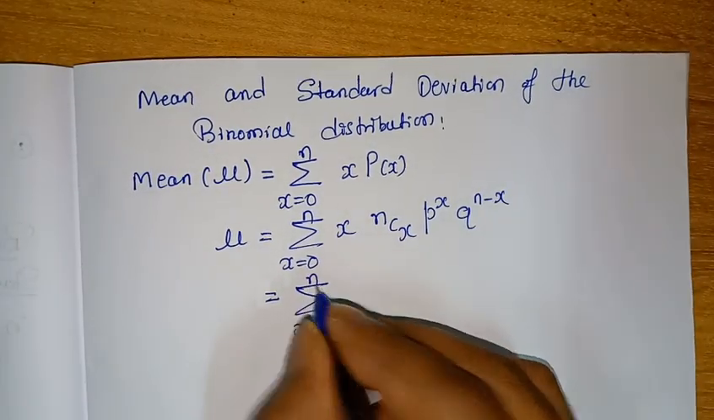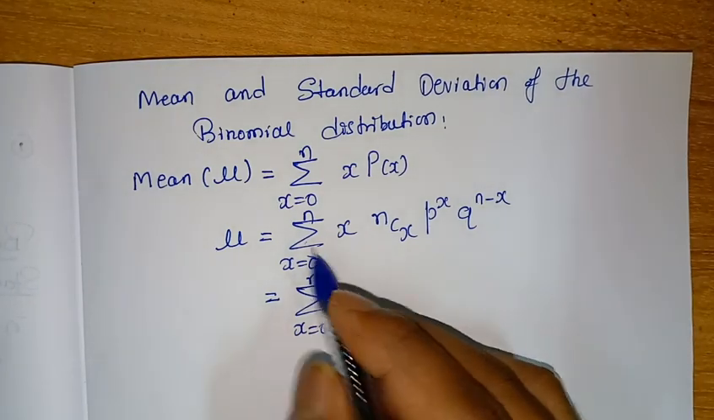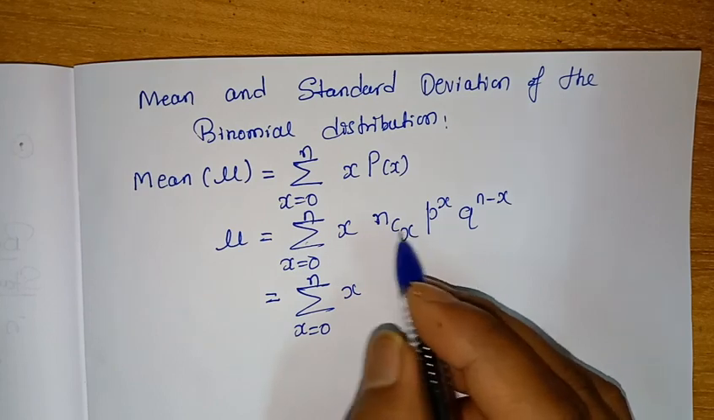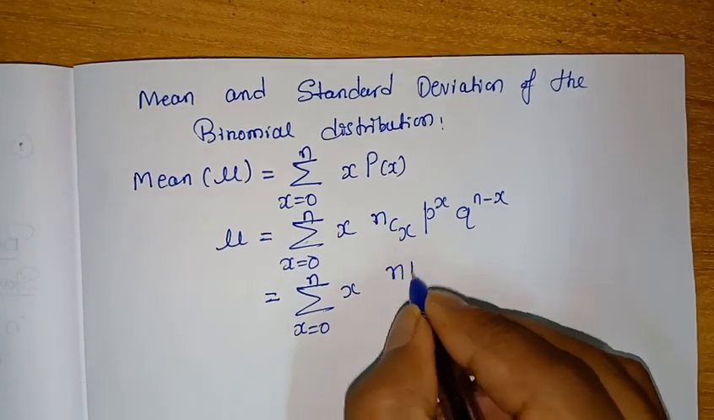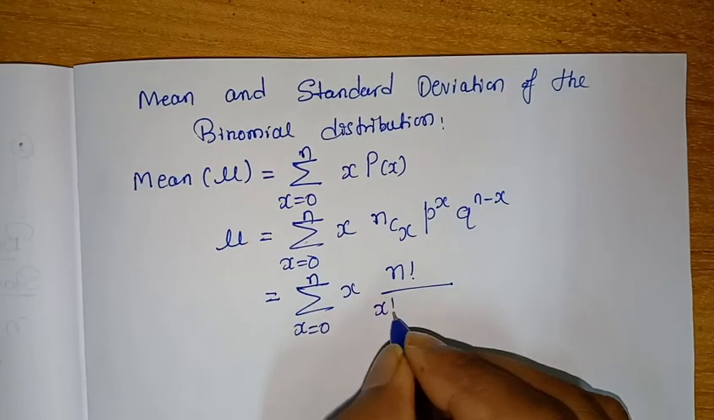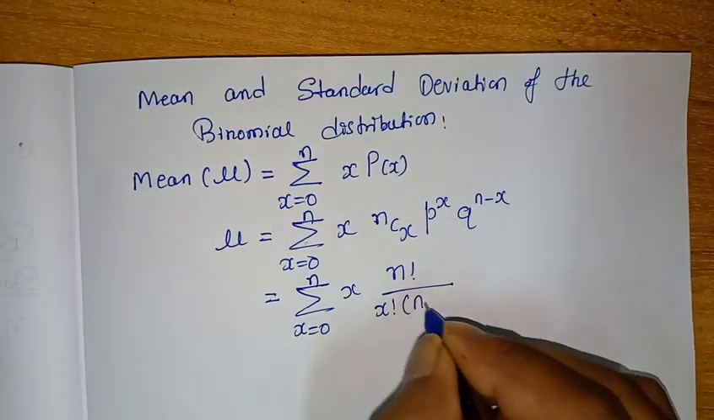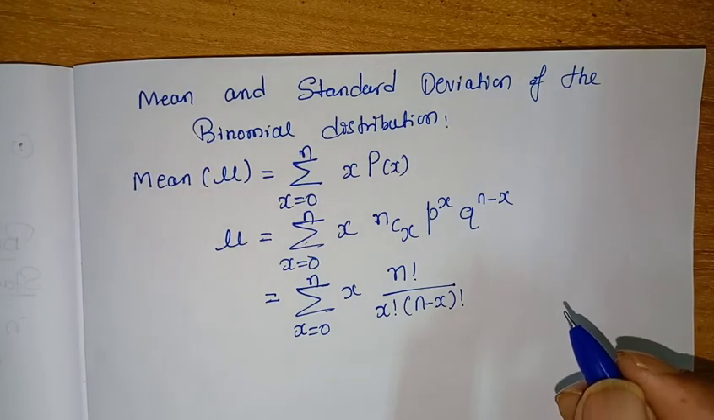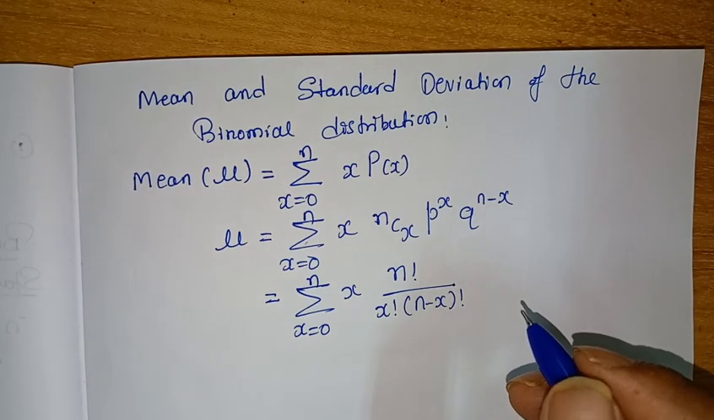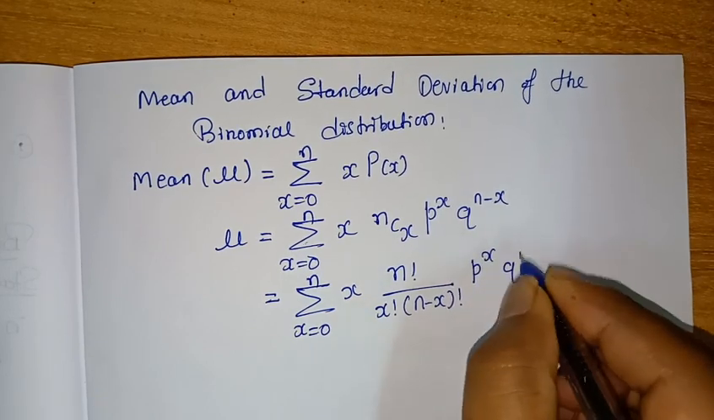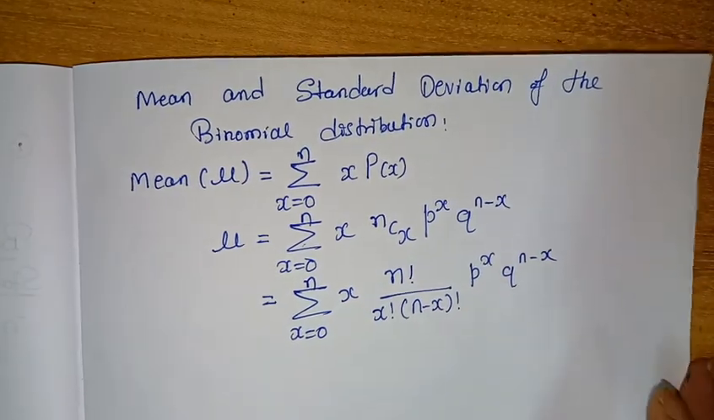I'll write the given data: summation from x equal to 0 to n of x as it is. We know the nCx formula: n factorial divided by x factorial into n minus x factorial, because nCr is n factorial over r factorial into n minus r factorial. Using that we have written it. The p power x q power n minus x will be retained as it is.